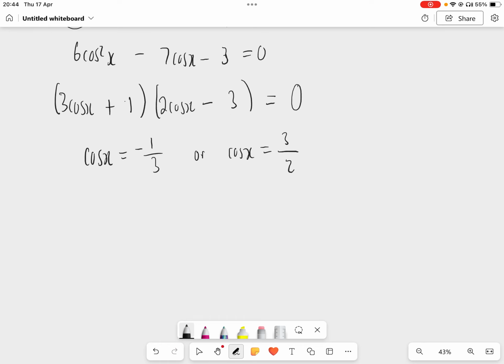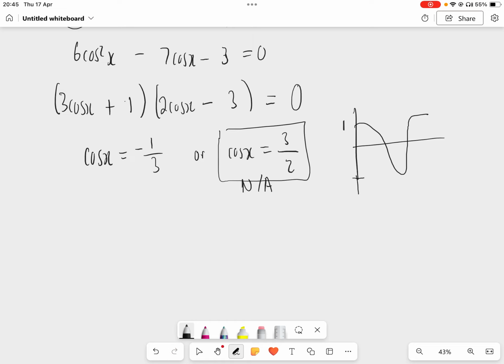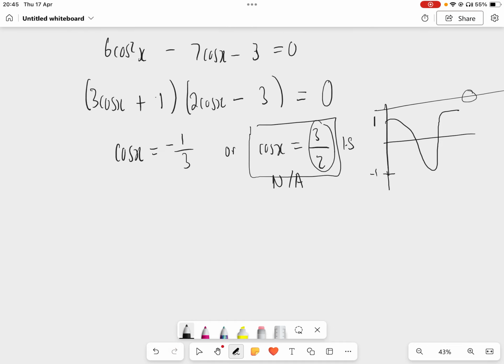Here you see that cos x equals 3 over 2, and this is not going to be applicable, because if you check the function of cos, it has a maximum of 1 and a minimum of negative 1. And 3 over 2 is 1.5, which is above the graph. So there is no x value which matches this y value. That is why we cannot continue there. There is no x value which can give us 3 over 2.